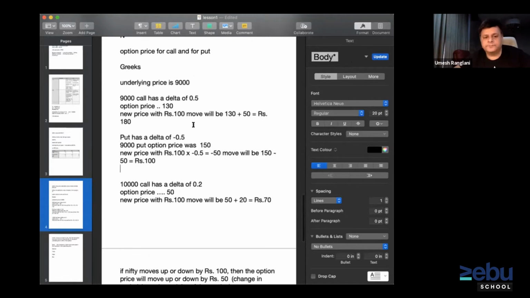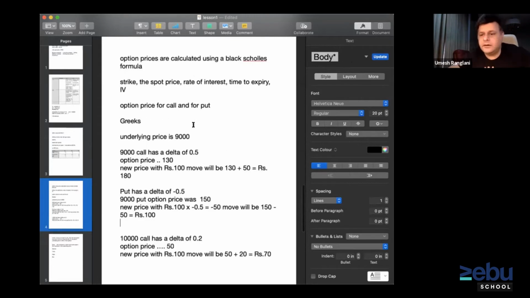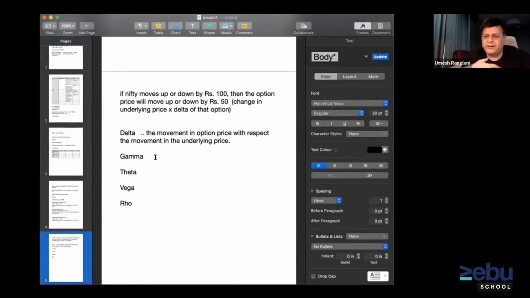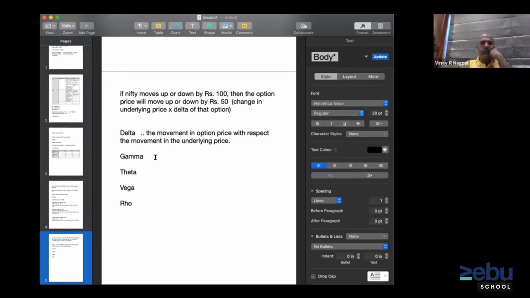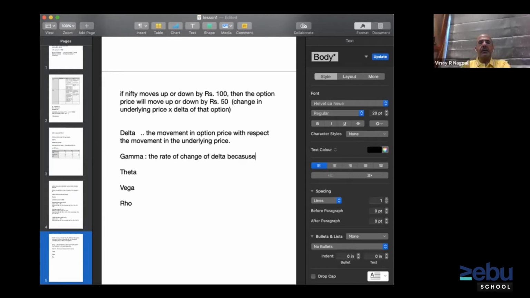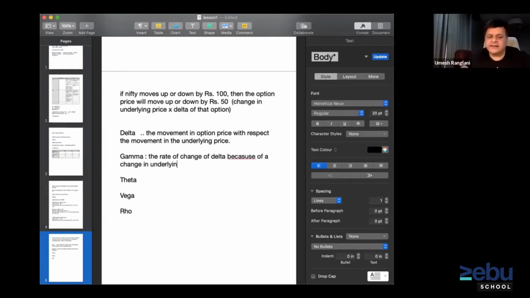So we basically covered delta. Now we'll shift to gamma. We'll cover all, then come and assimilate all our thoughts. We'll go to an option calculator and see how all of this is also showing up on an option calculator. So let's say gamma. The definition of gamma is the rate of change of delta because of a change in underlying price.